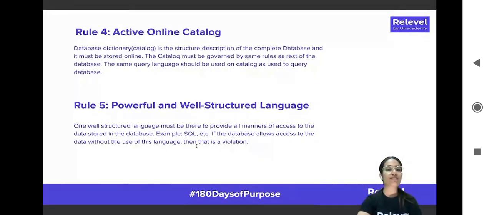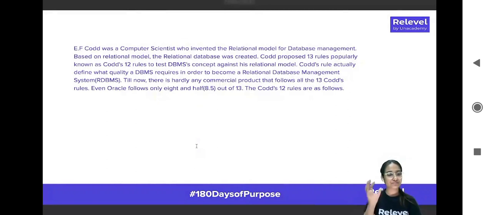Okay, so just to quickly revise what we have done: there are 13 rules known as Codd's 12 rules, which run from 0 to 12, so hence 13 rules, which were designed by E.F. Codd, who was a computer scientist. He was actually the one who invented the entire relational model as well. And if there is any database which is a DBMS and it wants to become an RDBMS, it has to follow all the 12 Codd rules.